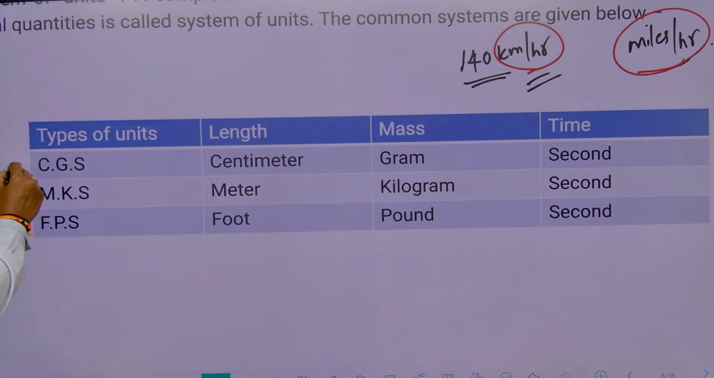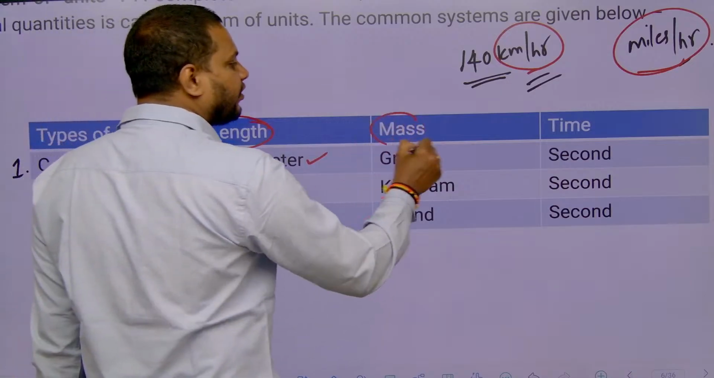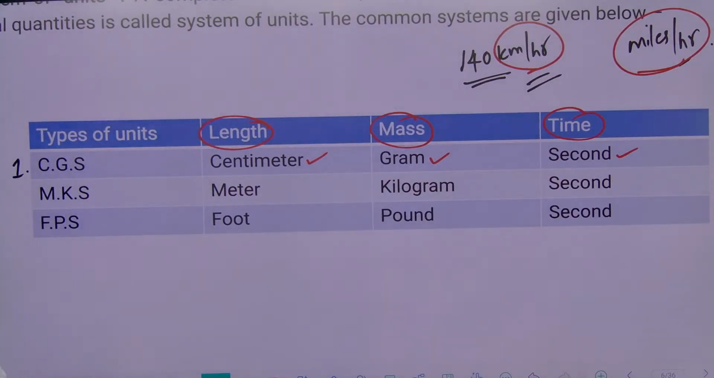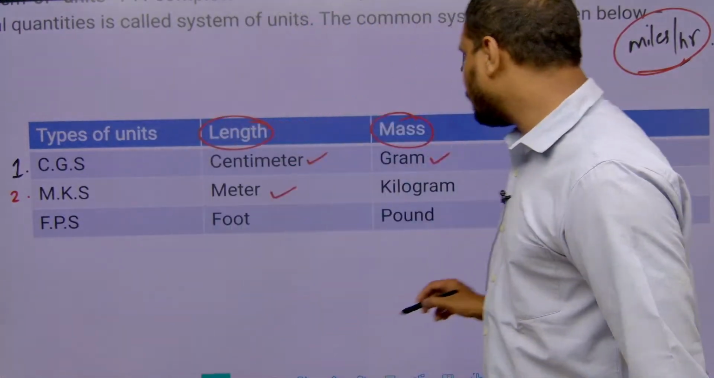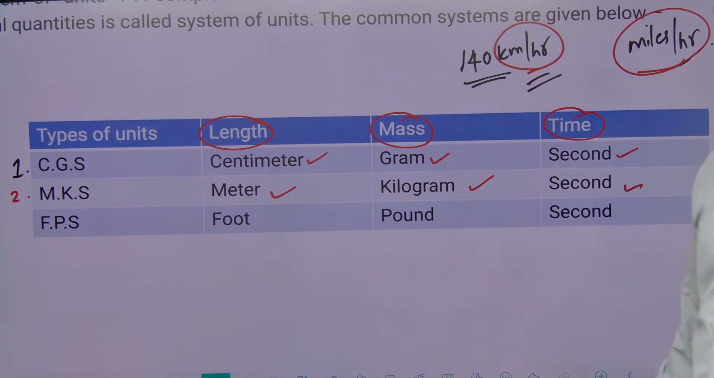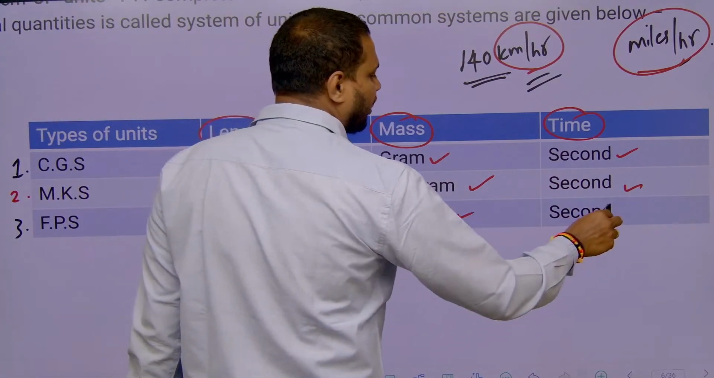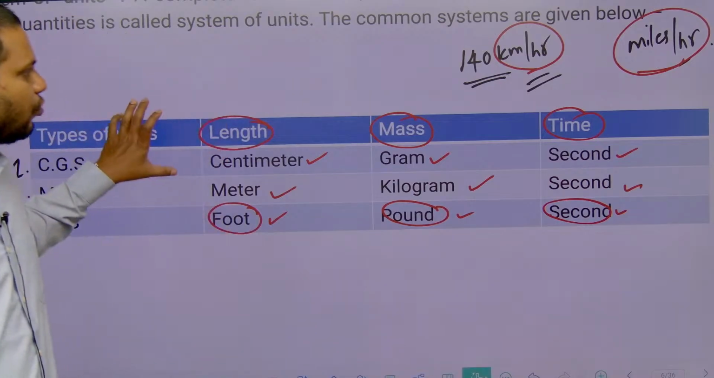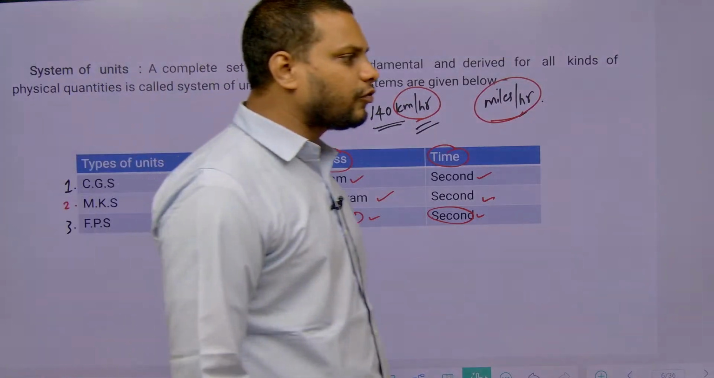In that, the first system of unit is the CGS system of unit. In CGS, length is measured in centimeter, mass in gram, time in seconds. In the MKS system of unit, length is measured in meter, mass in kilogram, time in second. In the FPS or British system of unit, length is measured in foot, mass in pounds, and time in seconds. This is the FPS system. Clear? So these are the systems of units. Just note it down. If you know this already, then good. These are the common systems of units we have.